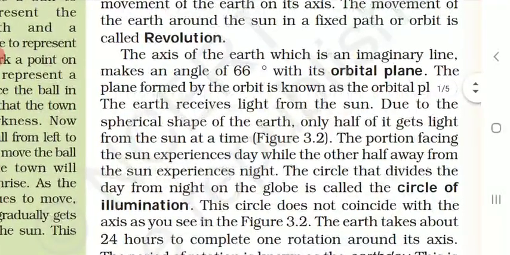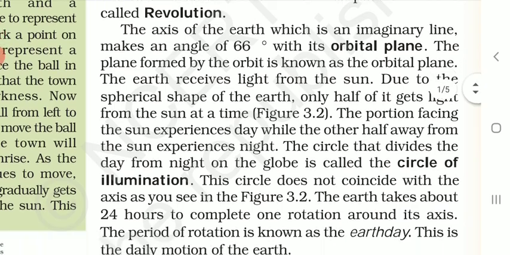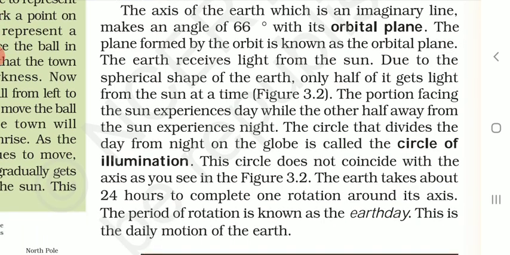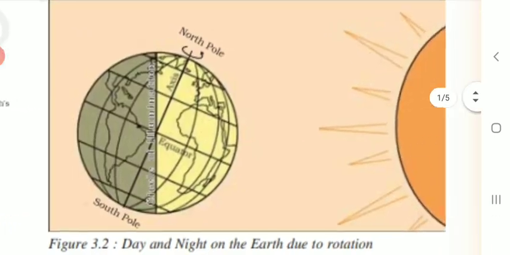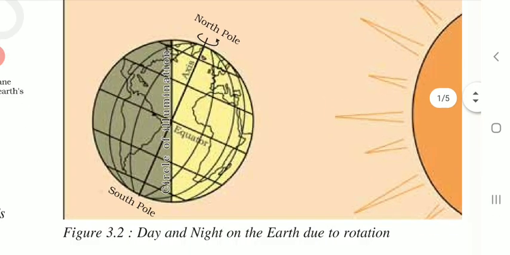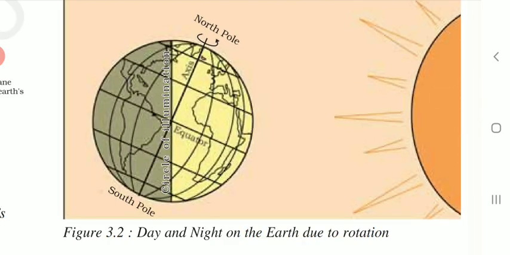Due to the spherical shape of the earth, only half of it gets light from the sun at a time. As you can see in this picture, the earth is spherical, and due to this, only half of the earth receives sunlight at one time, and therefore the whole world is divided into day and night.